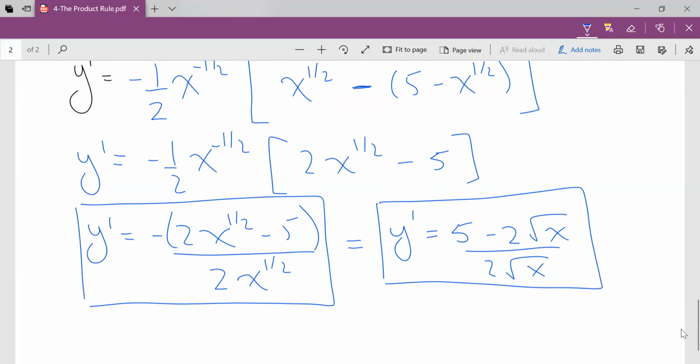Either way, these are both acceptable, but it's just that simplification at the end. So when you're simplifying at the end, I want you to look to see if you can do some factoring. That's it, friends. The product rule: the first times the derivative of the second plus the second times the derivative of the first.